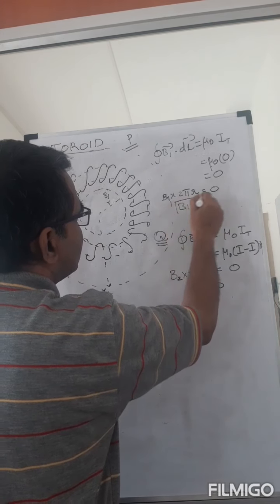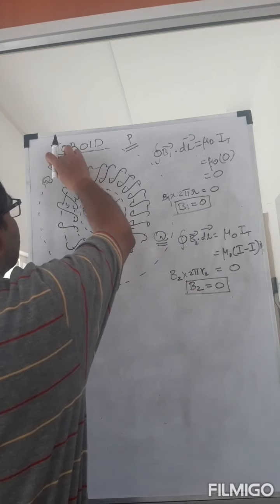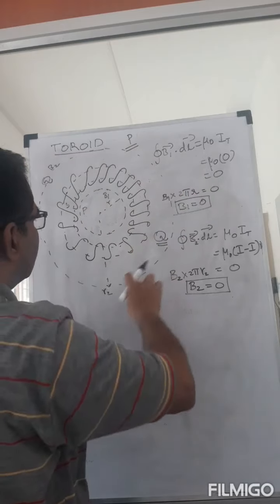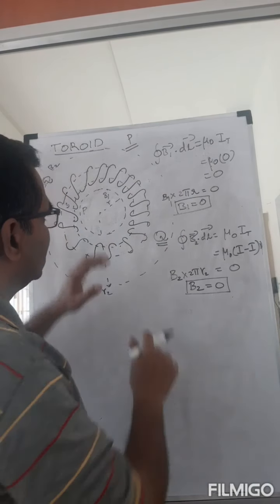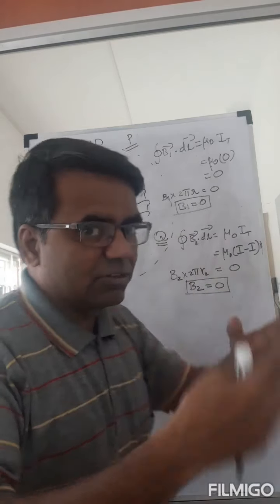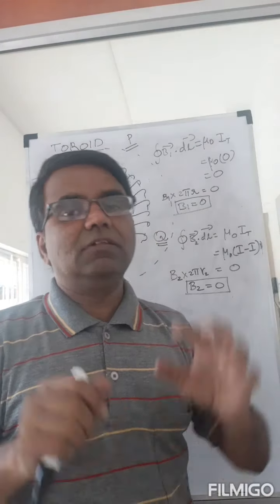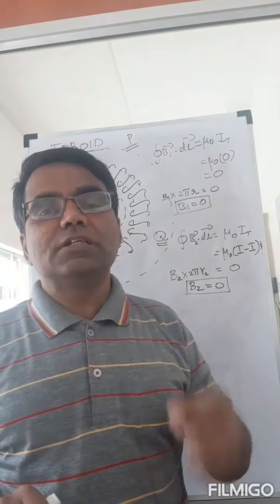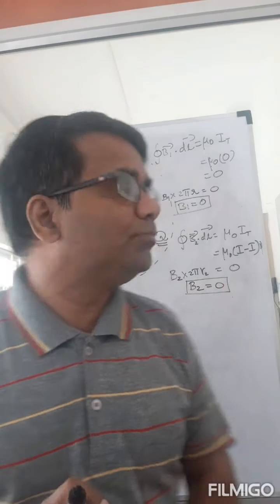So there is no B here too. The magnetic field here, outside the toroid, is also 0. So there are two outside regions of the toroid, the inside-outside region and the outside-outside region, and in both the regions, the magnetic field is 0.